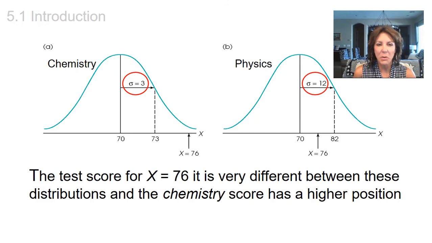As you can see, you both had a score of 76, but the chemistry score has a much higher position. In other words, you in the chemistry class scored a lot better than most of the class, and the physics grade was more average. And so you can now compare your score with your friend's score, and you can gloat that you did better.